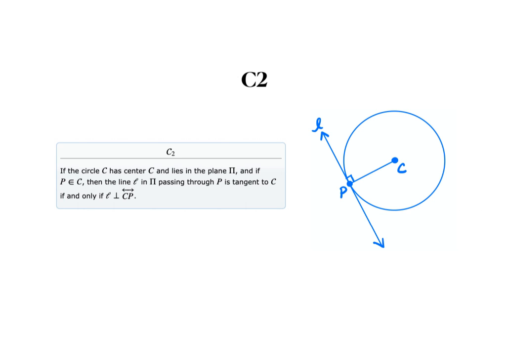Here's a property, C2. It says that if the circle C has a center C and lies in the plane pi, and if P is an element of C, then the line L in pi passing through P is tangent to C if and only if L is perpendicular to the line CP. So if I draw a tangent line to the circle at any point, what you'll find is that the radius drawn to the point of tangency is perpendicular to that tangent line.